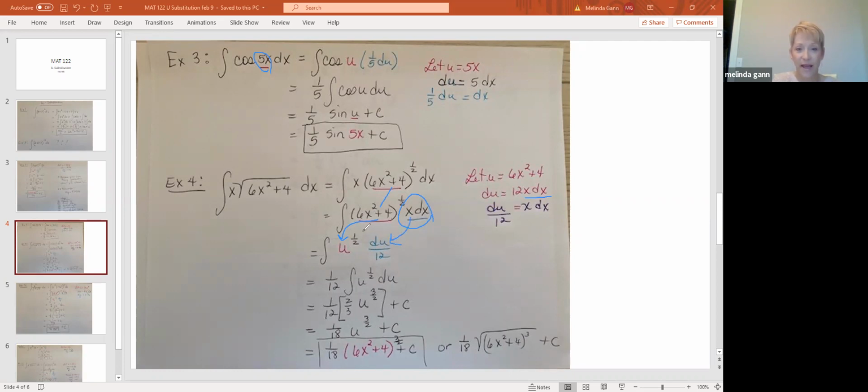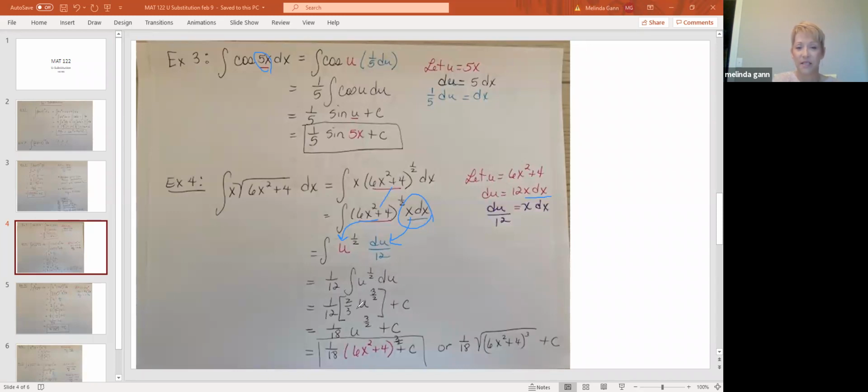So now do you see I only have u's? Now remember, numbers can be pulled out front. So I pulled that 12 out front, but notice it's on the bottom. So it's the denominator. So it's 1/12. That leaves me the u to the 1/2 and the du. So it's just power rule. So what do you do with powers? Don't you add 1? Well, 1/2 plus 1 is 3/2.